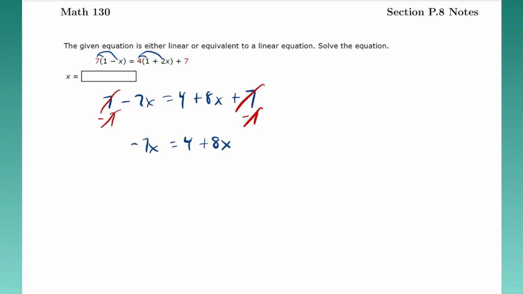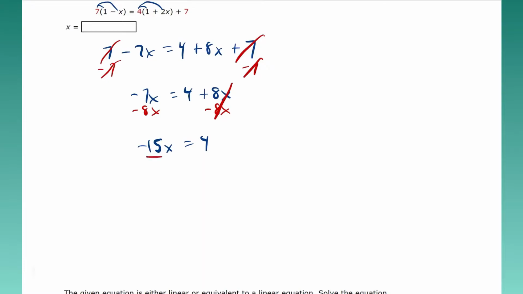Now I'm going to move the 8x over to the left side by subtracting. Now I've got negative 15x equals 4. Divide both sides by the coefficient, negative 15, to isolate the x. And that will do it. So our final answer is x equals negative 4 over 15.